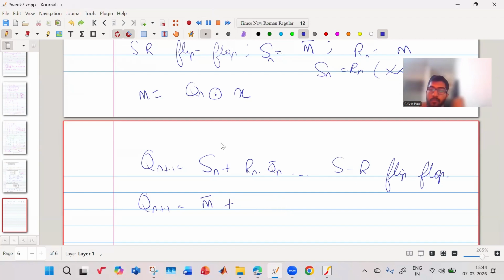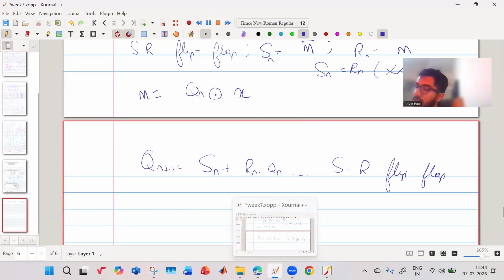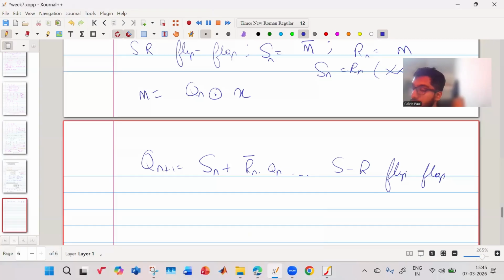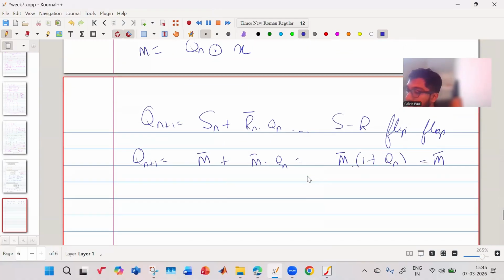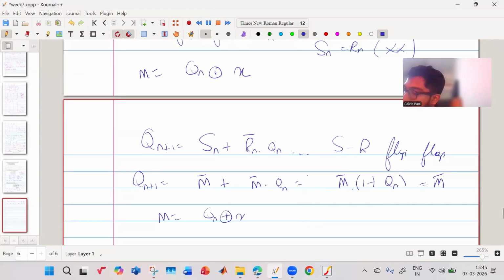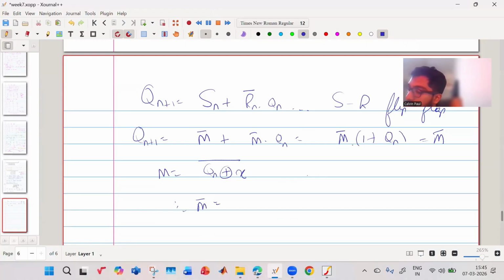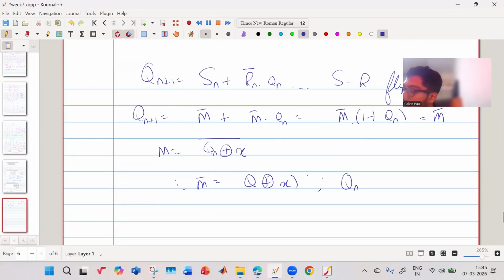Sorry, there's a mistake here. For the SR flip flop, Qn plus 1 is Sn plus Rn bar and Qn. That means Qn plus 1: Sn is M bar, Rn bar is M bar, and Qn. This is M bar and 1 plus Qn, which is equal to M bar. So M is Qn dot x NOR x, so M actually is Qn XOR of x bar. Therefore, M bar is equal to Q XOR X. So that's why Qn plus 1, which is equal to M bar, is equal to Q XOR X. This is the circuit.